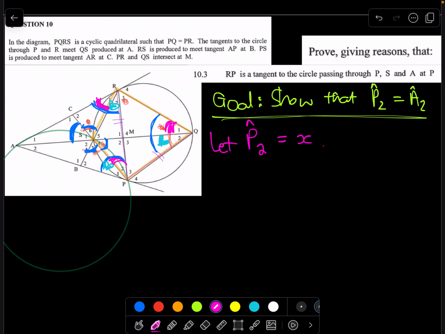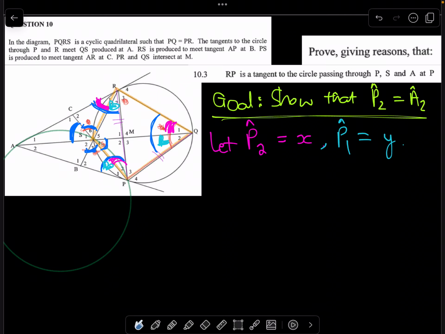Okay, so what do we need for this to work? We need P2 to be X and P1 to be Y. Okay.